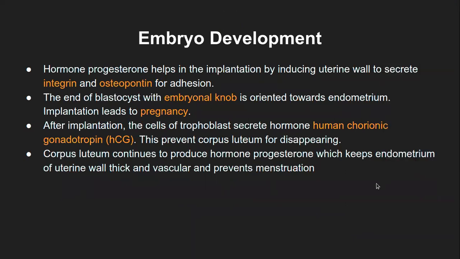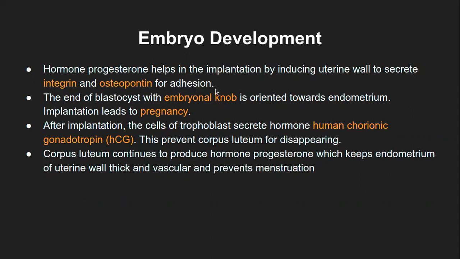Okay, now all of this happens under the influence of certain chemicals. So the hormone progesterone helps in the implantation by inducing the uterine wall. Now again, the corpus luteum has formed after the ovule was released. Progesterone was secreted, and that progesterone is maintained throughout the pregnancy, at least in the earlier phases, and it will induce the uterine wall to secrete these two, integrin and osteopontin, especially for the adhesion.